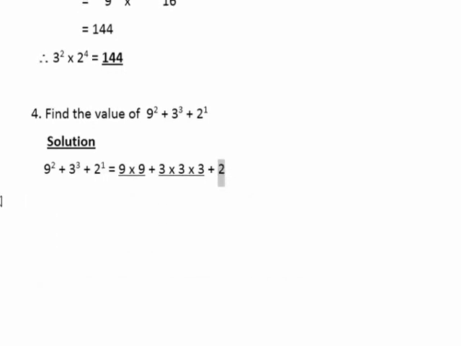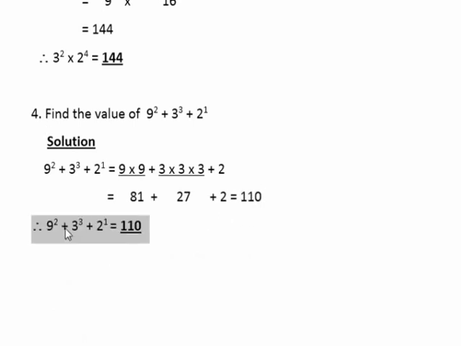Therefore we find the answer of each expansion. 9 times 9 is 81. We put this plus here down. 3 times 3 is 9. 9 times 3 is 27, which is here. Plus here is placed down here. 2 is 2 here down. Therefore we finish by adding 81 plus 27 plus 2. The final answer is 110. Therefore 9 squared plus 3 power 3 plus 2 power 1 is equal to 110.